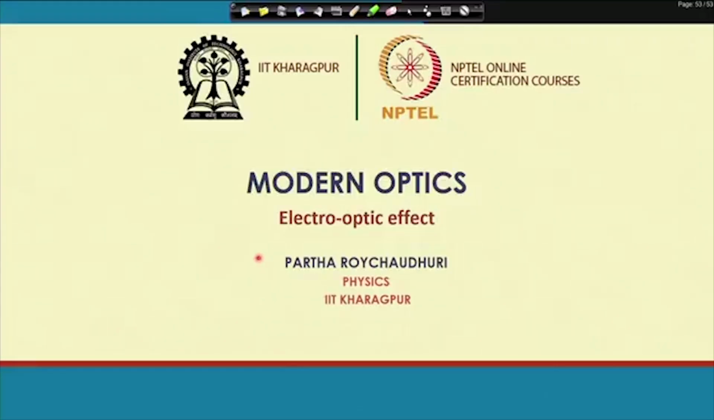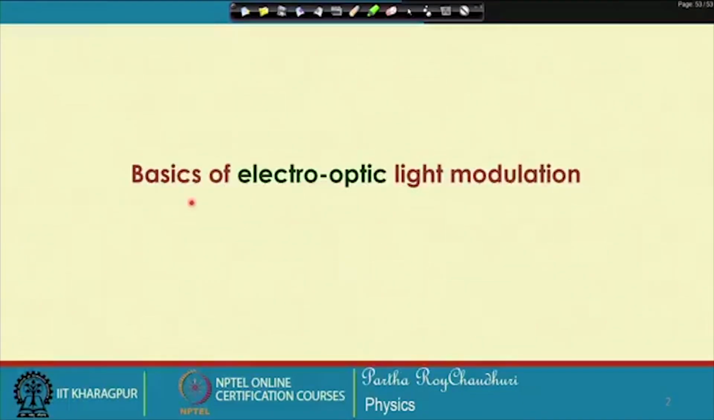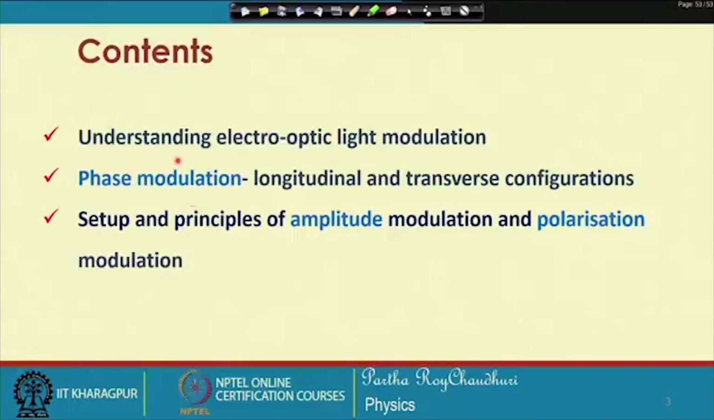In the last occasion we discussed the electro-optic effect in isotropic medium, particularly we chose gallium arsenide. We will take a break and go into some basics of the light modulation properties as far as electro-optic crystals are concerned. So, we will be discussing these topics, understanding the electro-optic light modulation.